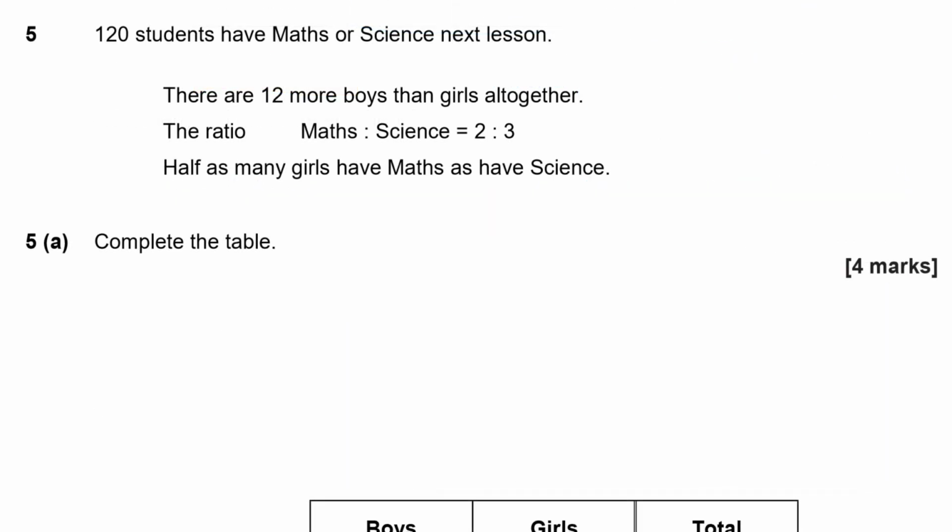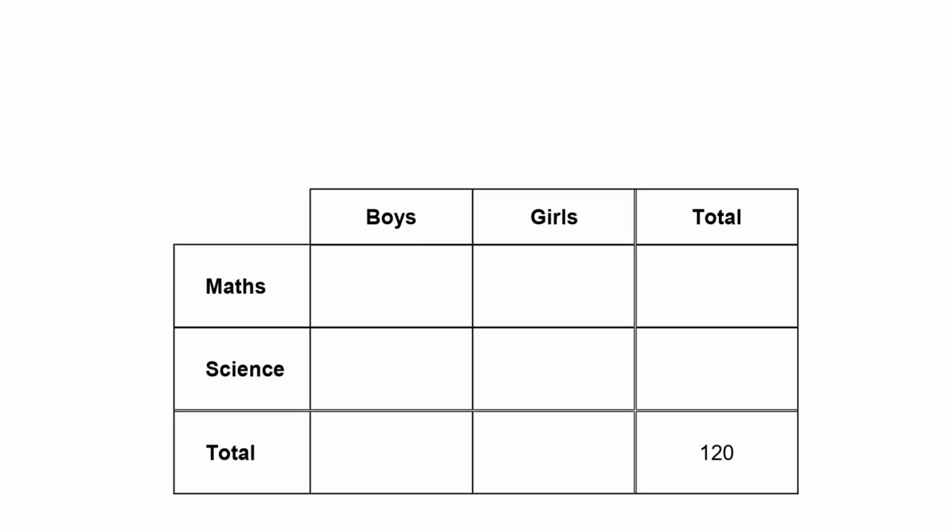Question 5. 120 students have maths or science next lesson. There are 12 more boys than girls altogether. The ratio of maths to science is 2 to 3. Half as many girls have maths as have science, and we need to complete the table.